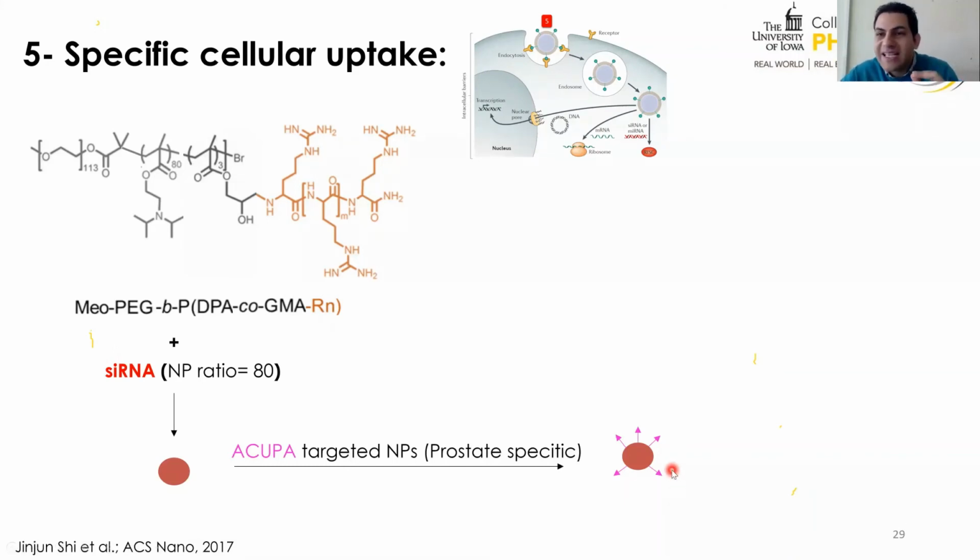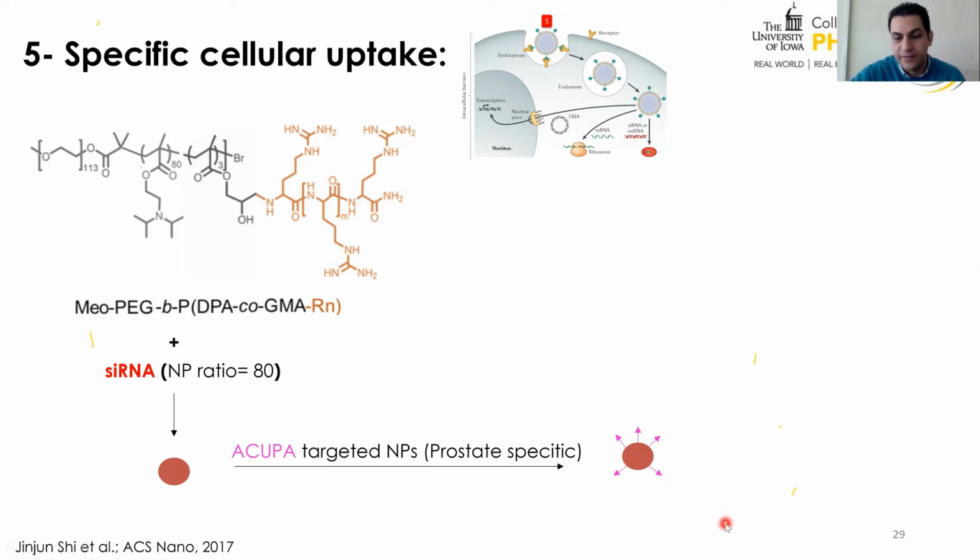And this ACUPA is prostate specific, meaning if you have prostate cancer cells that overexpress a protein called prostate-specific membrane antigen, this ACUPA will take all of your formulation, bind to the specific receptor, and direct your particles to be endocytosed only in cancer cells. So you get a higher dose of your particles in cancer cells, and eventually you achieve a higher effect.